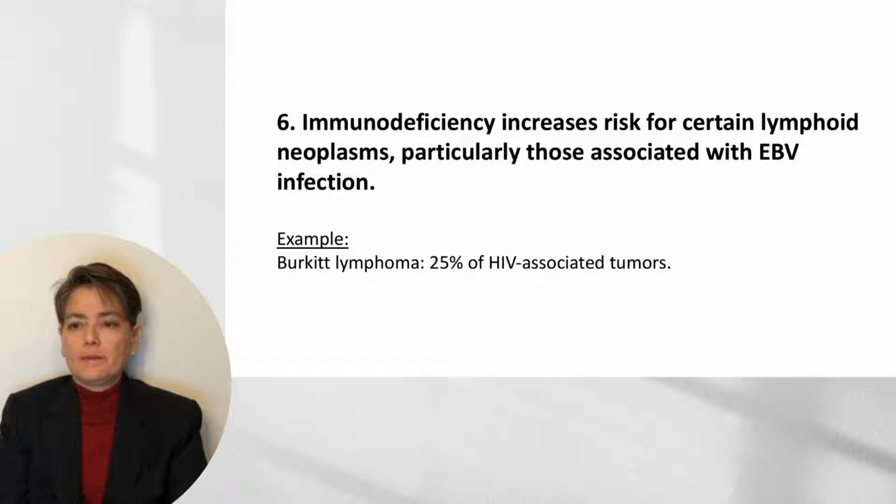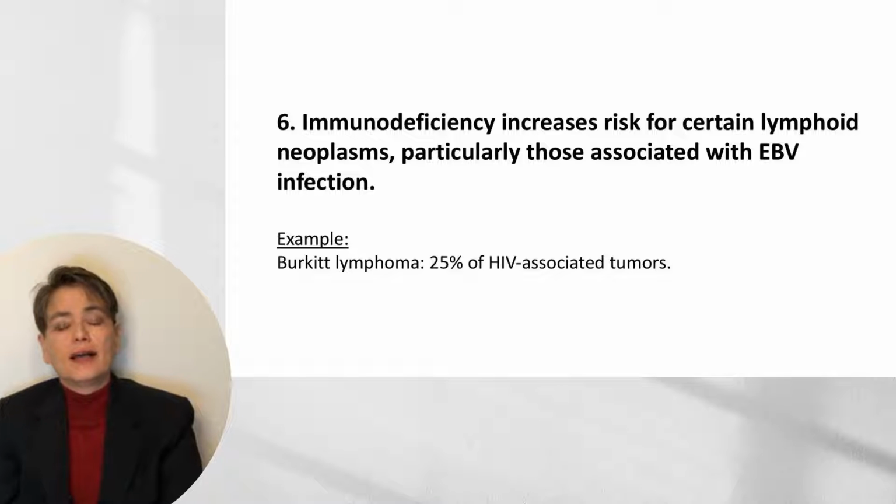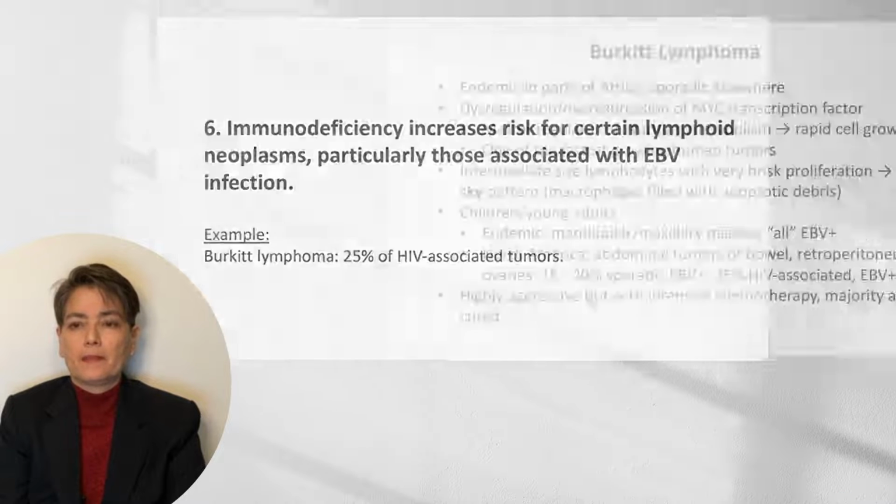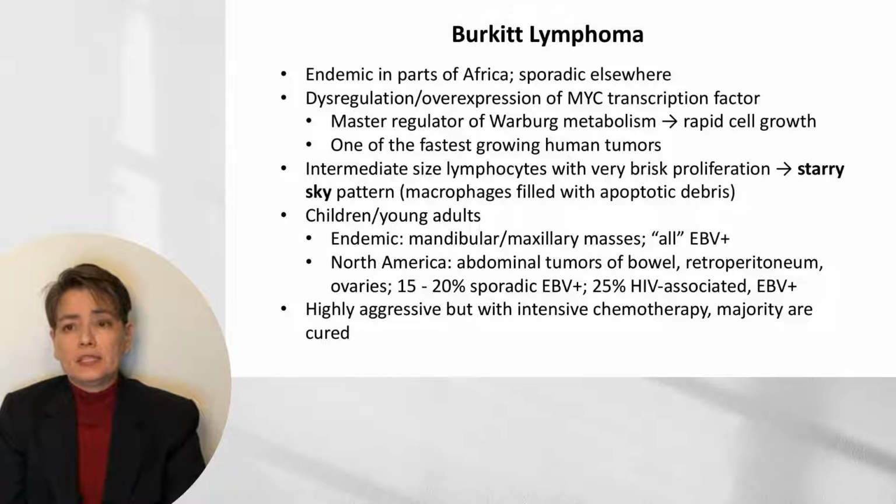The sixth area I'd like to discuss has to do with the immunodeficiency. So immunodeficiency increases the risk for certain lymphoid neoplasms, particularly those associated with Epstein-Barr virus infection. We actually see a number of EBV-associated lymphomas. The one I'm going to talk about is Burkitt lymphoma, in which 25% of the HIV-associated tumors are Epstein-Barr virus positive. So Burkitt lymphoma is typically referred to as being either endemic or sporadic.